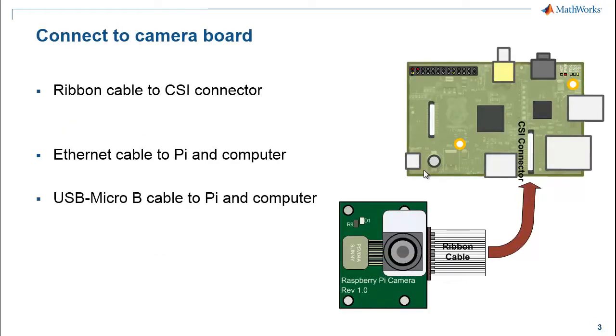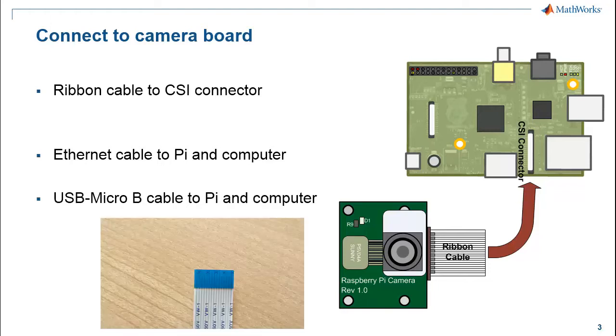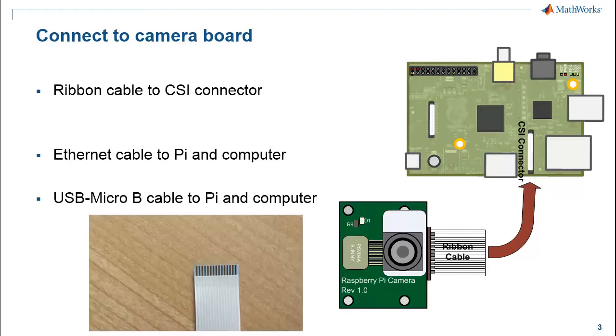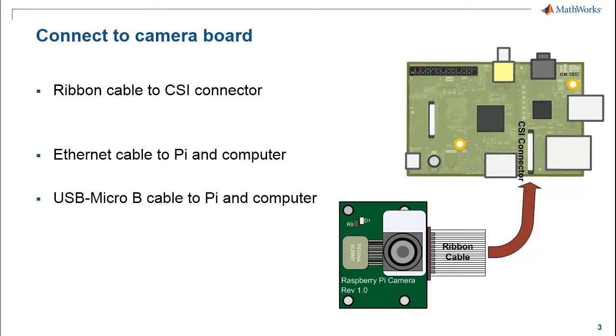The ribbon cable of the camera board needs to be connected to the CSI connector on the Raspberry Pi. If you look at the free end of the ribbon cable, one side of it will have a blue strip and the other side will have a metallic strip. Remember, you have to face the blue strip towards the Ethernet port on your Raspberry Pi.